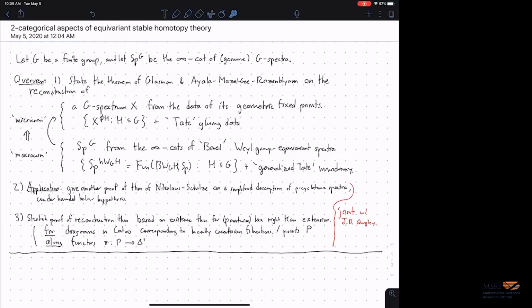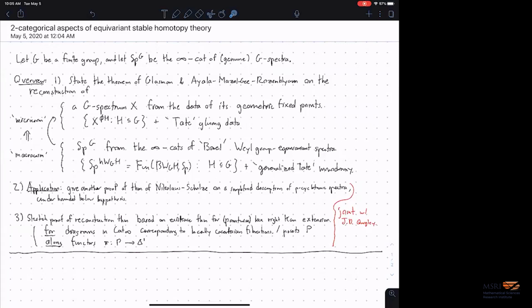As an application of this reconstruction result, I'll next give another proof, which is conceptually slightly different, though of course in the end it's somewhat similar, of the theorem of Nikolaus and Scholze, which gives a simplified description of p-cyclotomic spectra in terms of just a spectrum with CP infinity action together with a certain Frobenius map under the bounded below hypothesis. It's quite simple given this reconstruction theorem to prove the theorem of Nikolaus and Scholze. So that's a major application of this result.